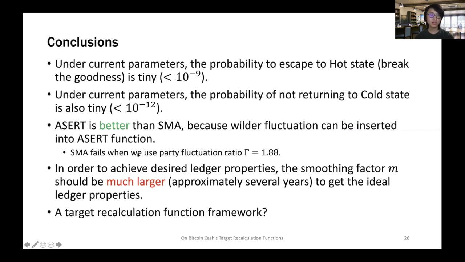And as you may know, there are a lot of other target recalculation functions. So now we are working on a general framework to analyze this mechanism.